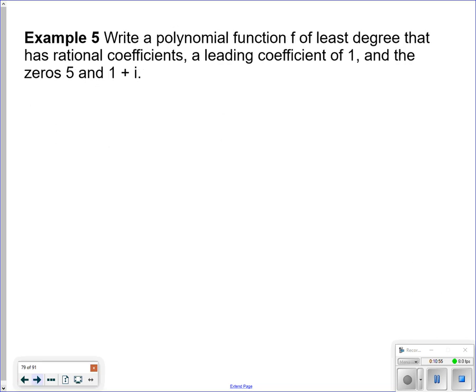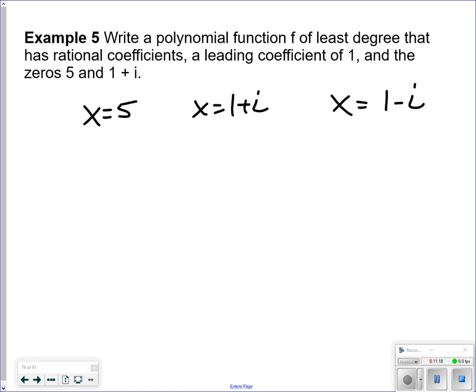Now this goes back to something we have actually done previously, and this is challenging. They're going to give me some solutions and ask me to come up with the question. So they're telling me that x equals 5, and that x equals 1 plus i. What they're not telling me is x must also equal 1 minus i, because if you have one imaginary answer, you must have a second imaginary answer.